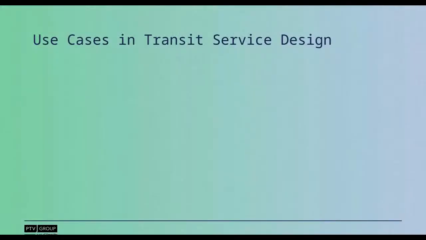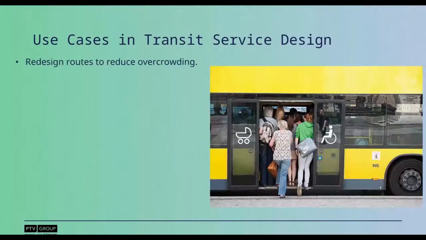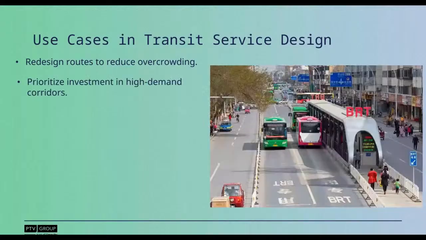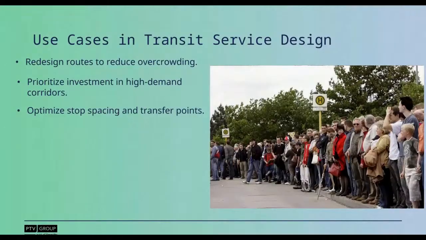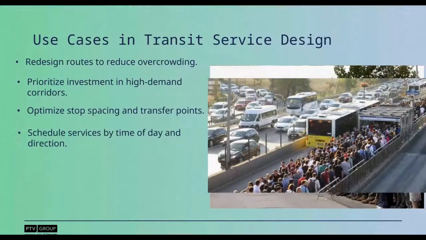So there are some use cases. Let's go through the use cases we have. One of them is you can use the ridership results and KPIs to redesign routes, to reduce overcrowding. You can prioritize the investment in high demand corridors, like defining BRT, introducing BRT lanes. You can optimize the stop spacing and transfer points. You can also schedule service by time of day and direction.